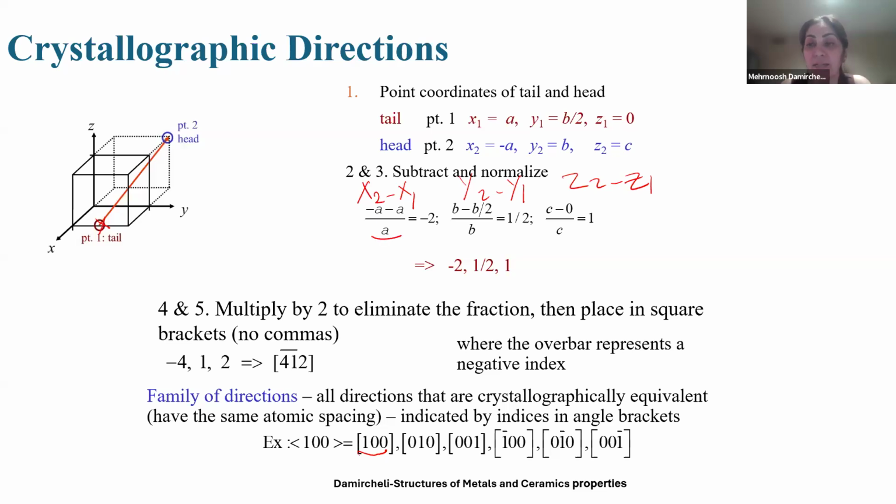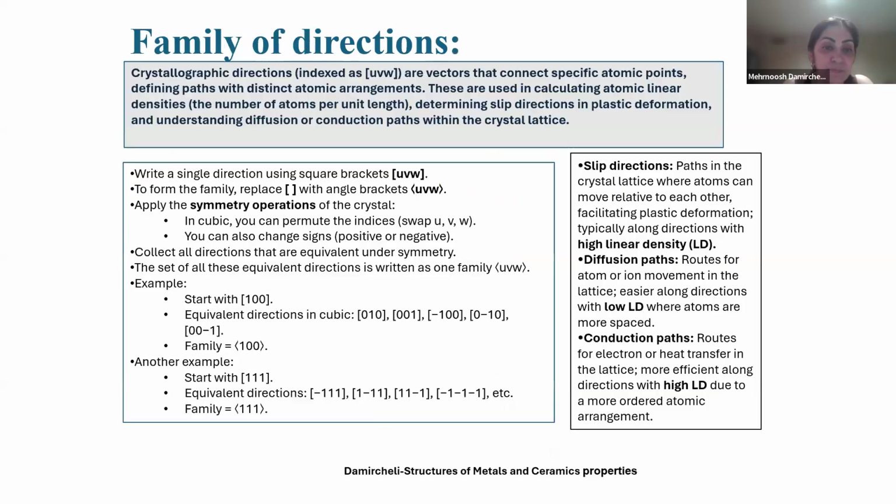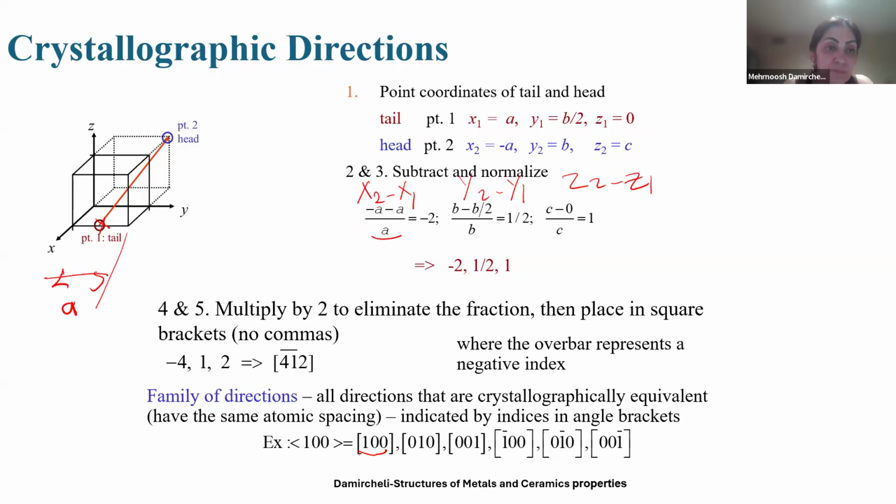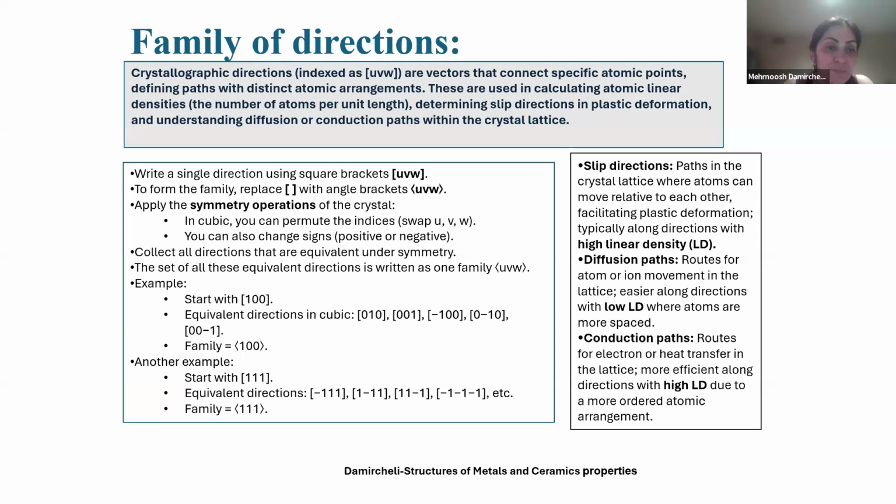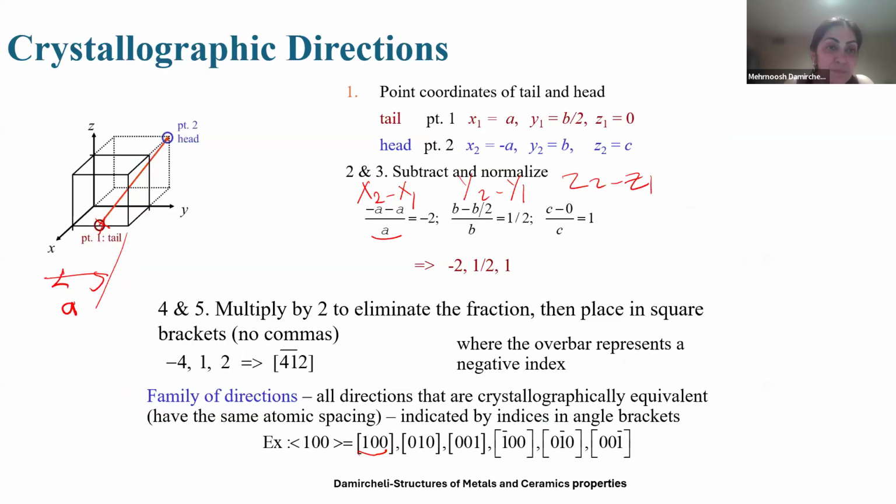For example, A is the length of the cell in the X direction that I can show you. It is A, and the length in the Y direction is B, and it is C. Okay. We find that for this case, for example, it is -2, half, and 1.